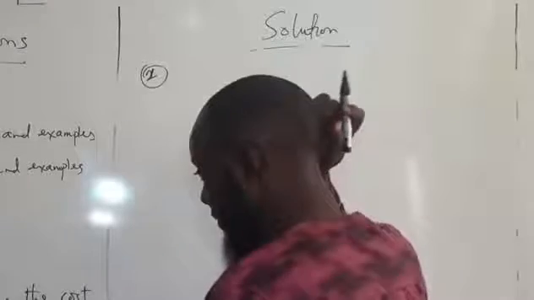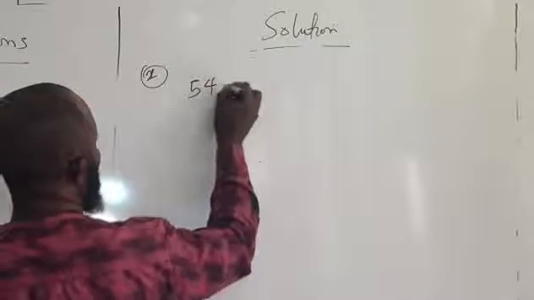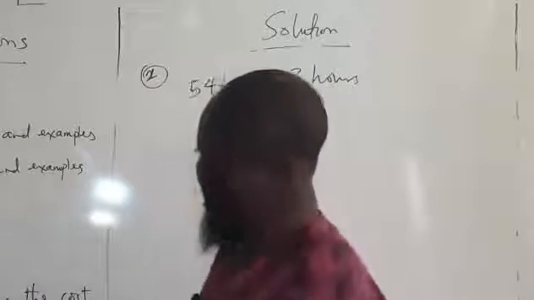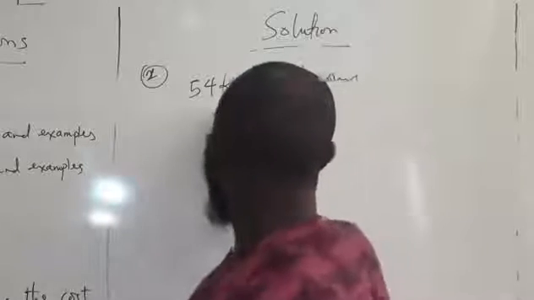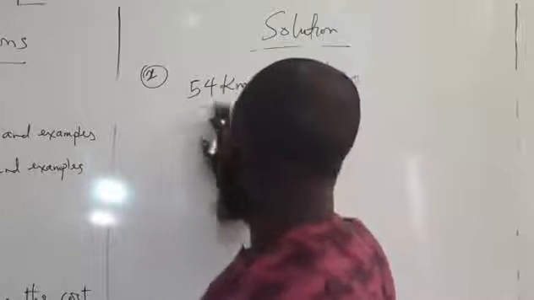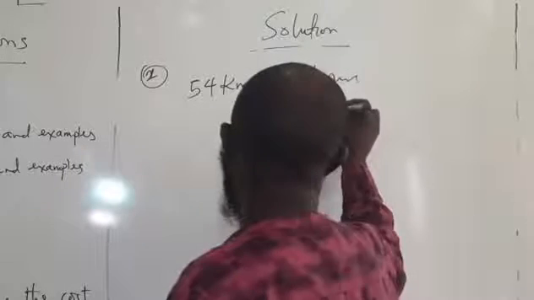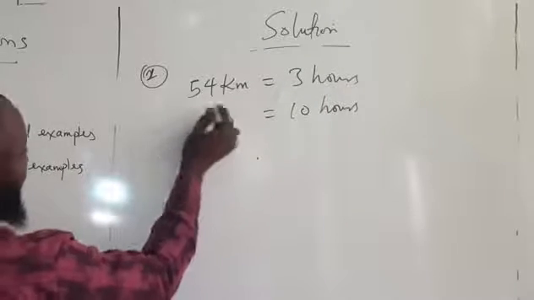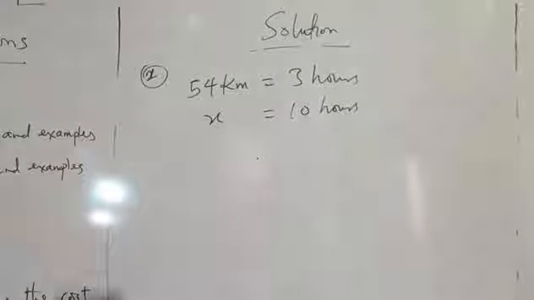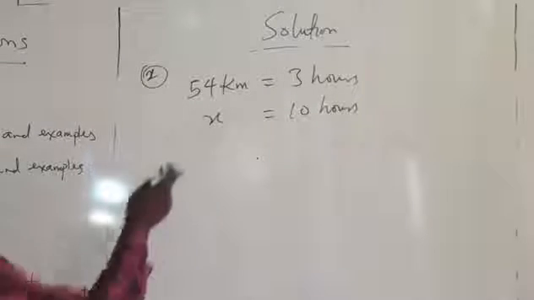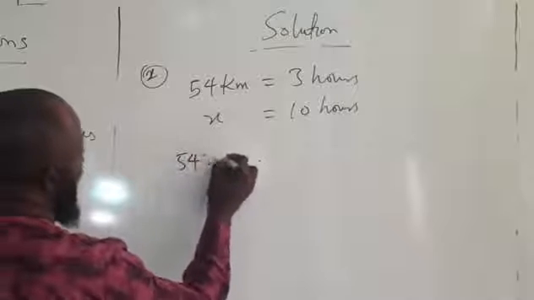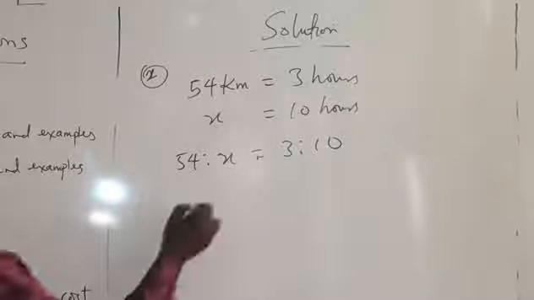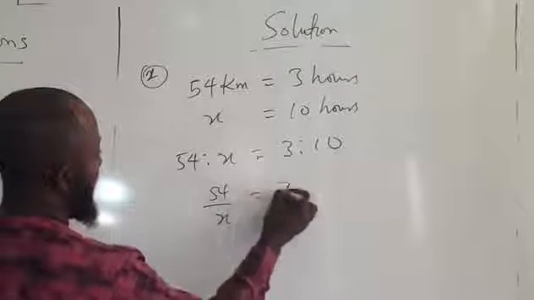So a boy cycled 54 kilometers in 3 hours. And how far does he cycle in 10 hours? That is, we are looking for how many kilometers he will cycle in 10 hours. Let the distance here be x. So we use the ratio method as well. We can say 54 to x, then 3 to 10. Then we take it to fraction. That is 54 divided by x equals 3 divided by 10.